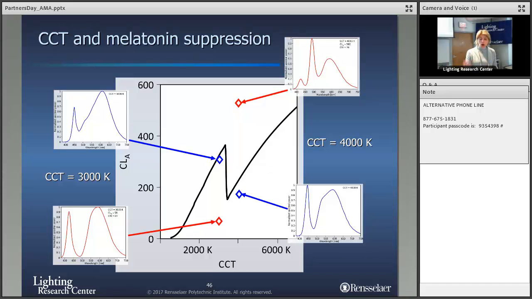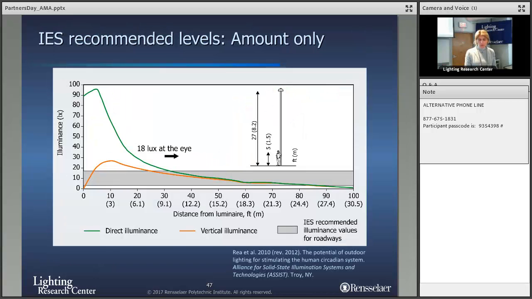Now, there are 4000 K SPDs that could have a higher circadian lighting than a 3000 K SPD. So the bottom line here is CCT is not a good metric, because you don't really know what side you're falling on, and you don't really know what that response would be. So you need to get the spectral power distribution and do the calculations before you can say anything.